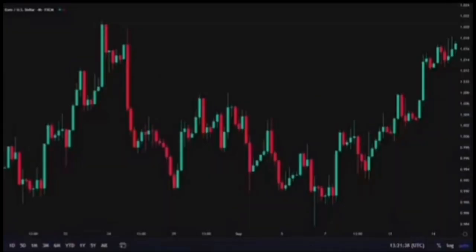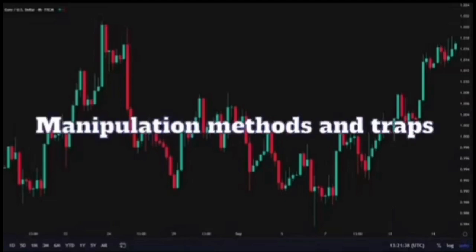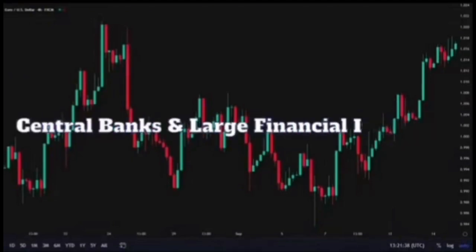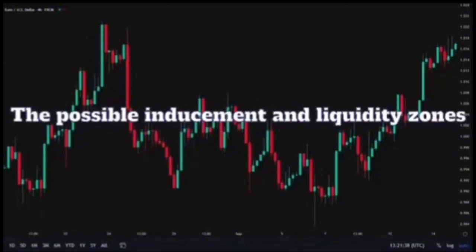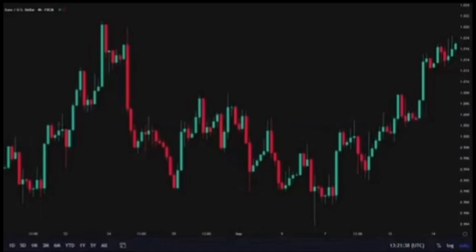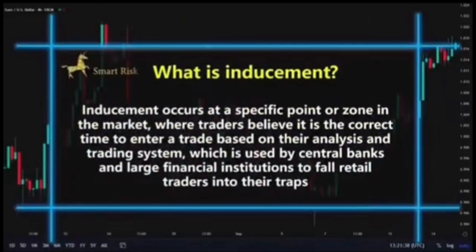Welcome back traders. Before explaining the manipulation methods and traps that central banks and large financial institutions have prepared for traders, you should be able to detect the possible inducement and liquidity zones in the market and know their exact definitions. So guys, let's get started with the definition of inducement.